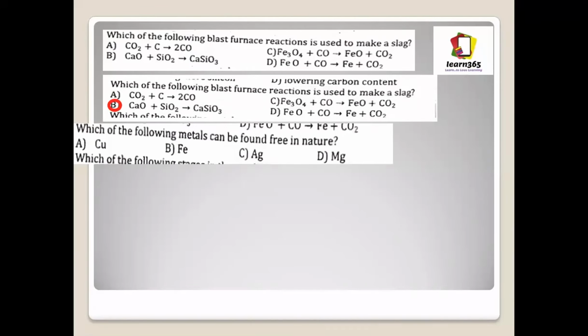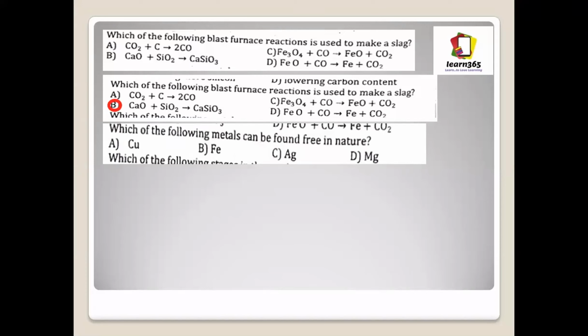Moving on. Which of the following metals can be found free in nature? Is it copper, iron, silver, or magnesium? This is a very simple one. I'm sure you'll be able to answer. Start.